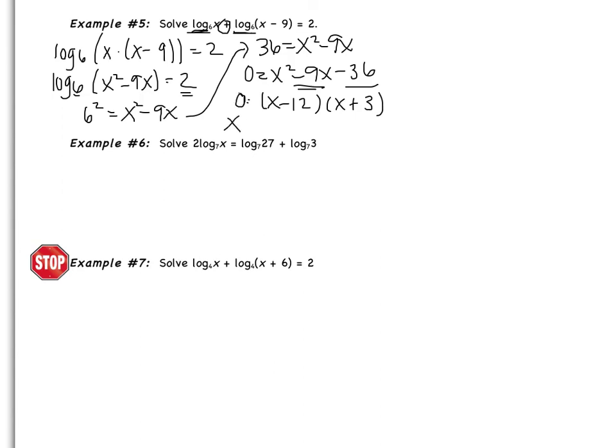Now set both equal to 0, so I have x minus 12 equals 0, x plus 3 equals 0. This gives me x equals 12 and negative 3.